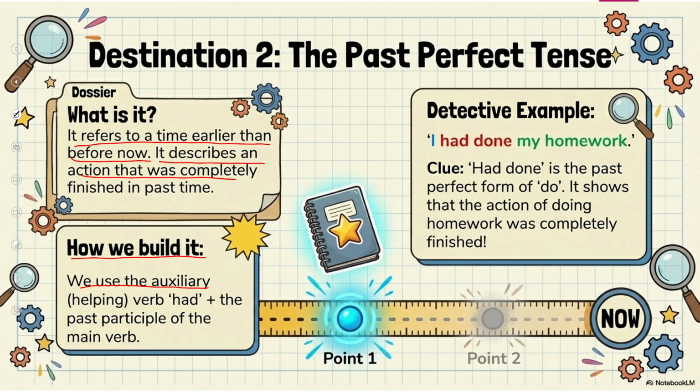We use it when the action happened before another action in the past. I had done my homework. Here we use auxiliary verb had, past participle form or third form of verb, done my homework. Let's see.